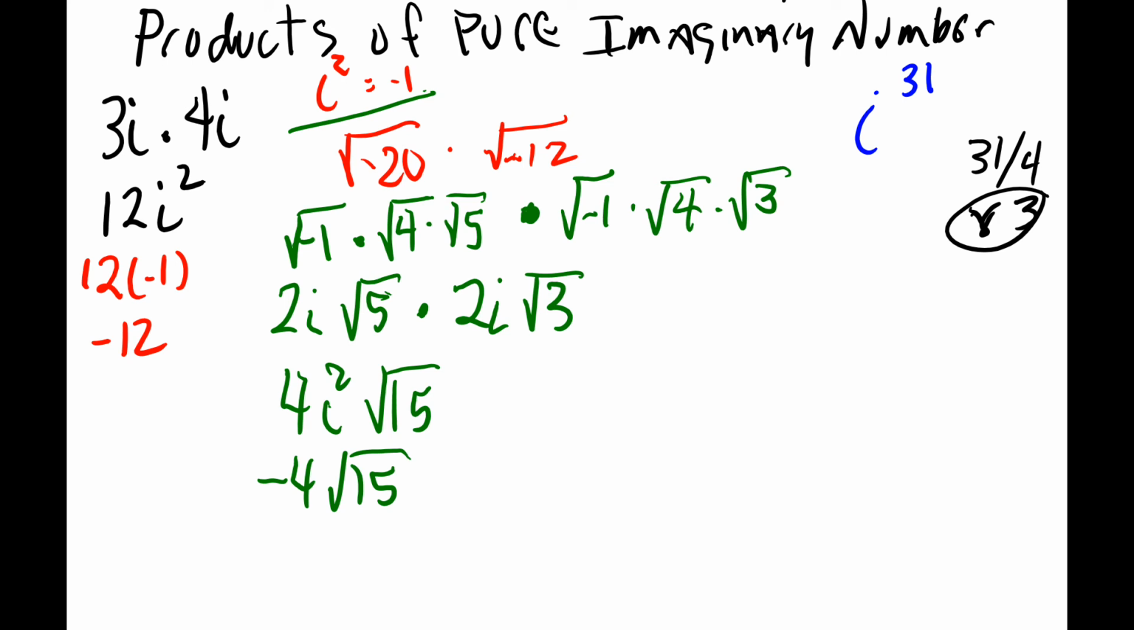And so i raised to the power of 31 is actually going to equal i raised to the power of 3. Now, what was the power of 3 equal to? Well, i to the power of 3, we're going to say i squared times i, so i raised to the power of 31 is equal to negative i.